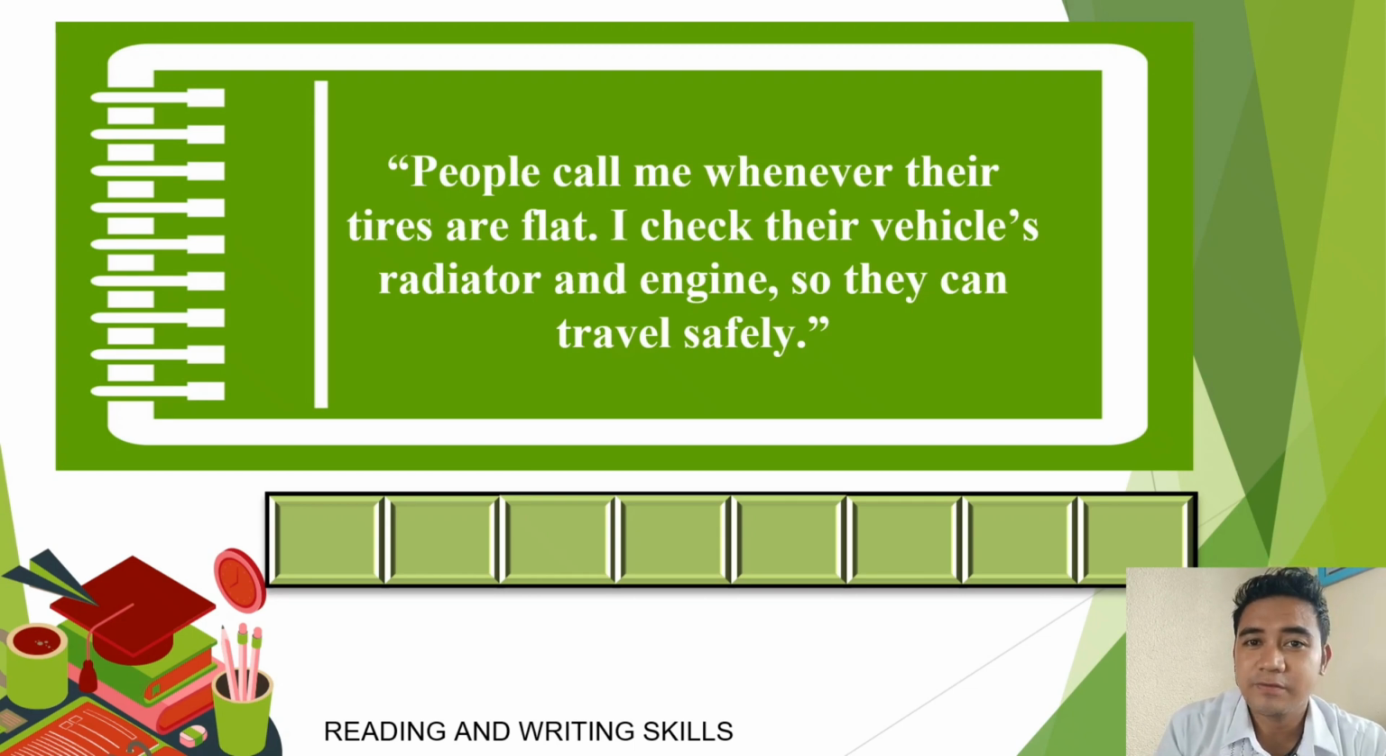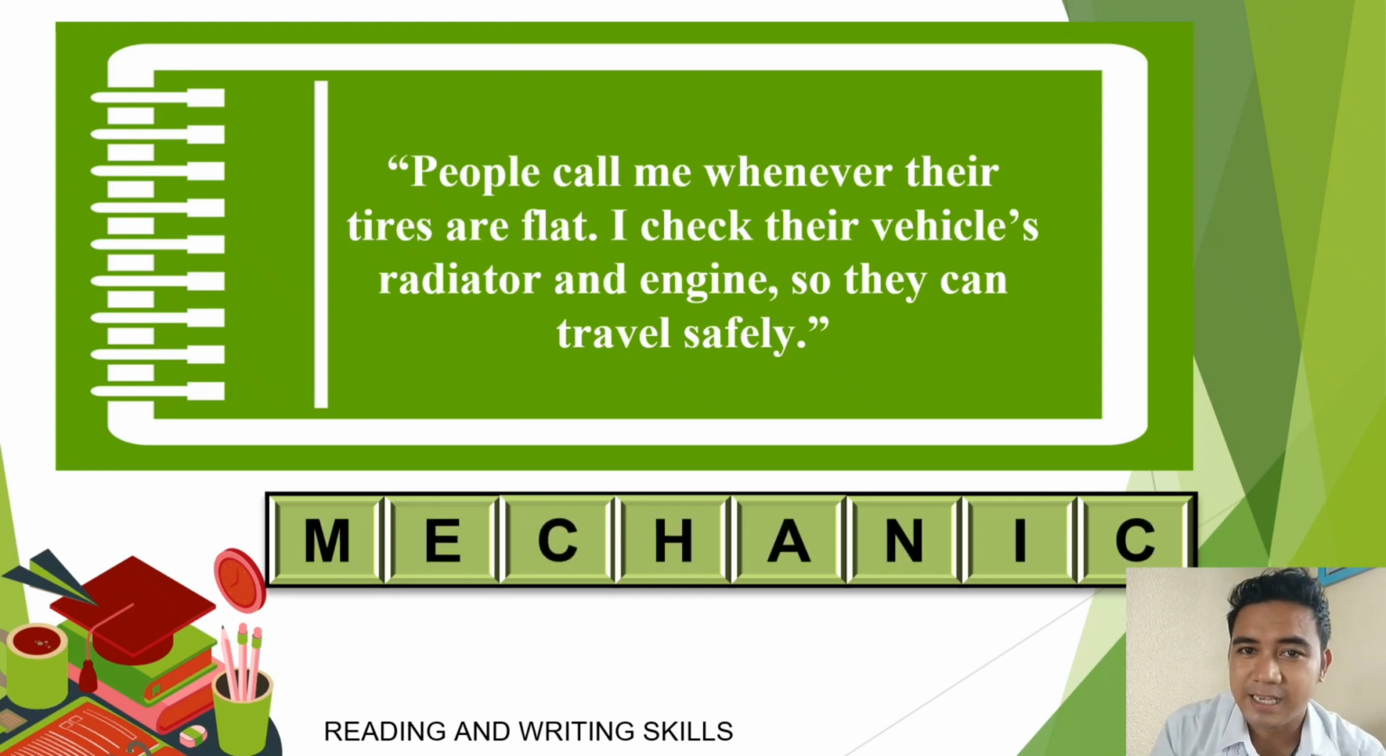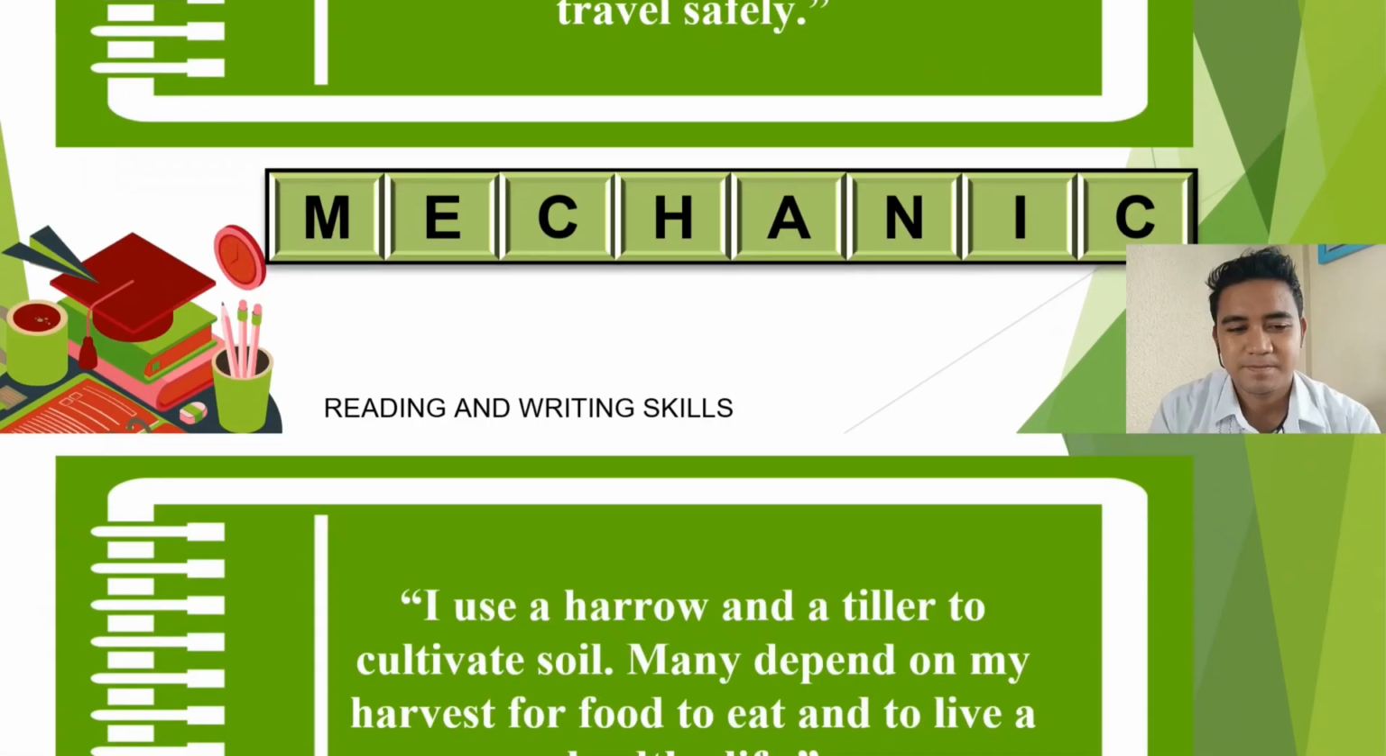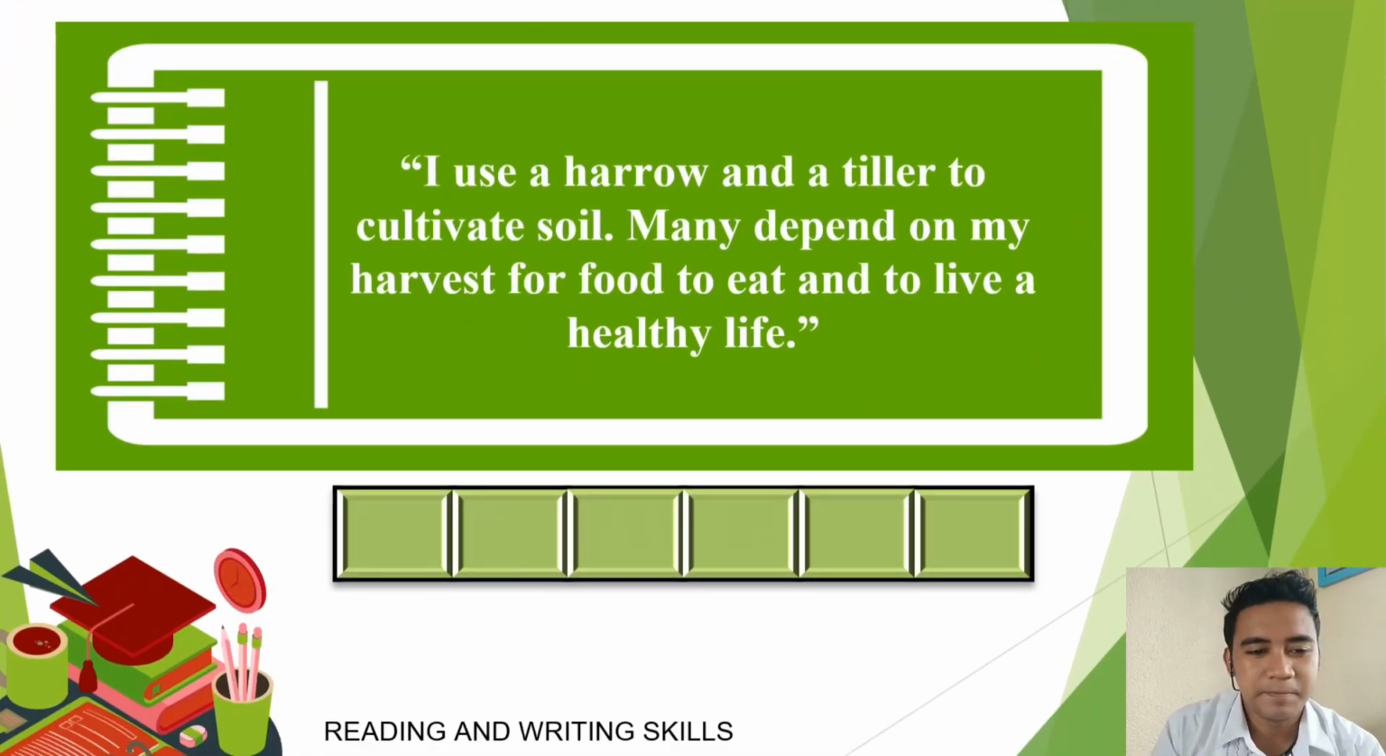Again, you have 3 seconds in 3, 2, 1. And the answer is a mechanic. You're right. I hope you got that one right. Next one. I use a harrow and a tiller to cultivate soil. Many depend on my harvest for food to eat and to live a healthy life. Who am I?